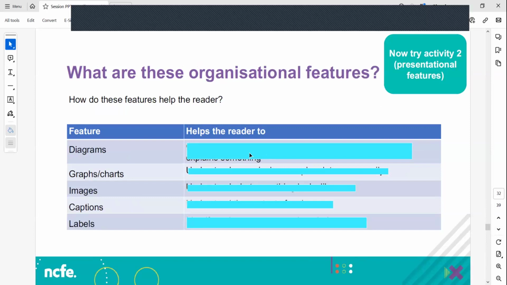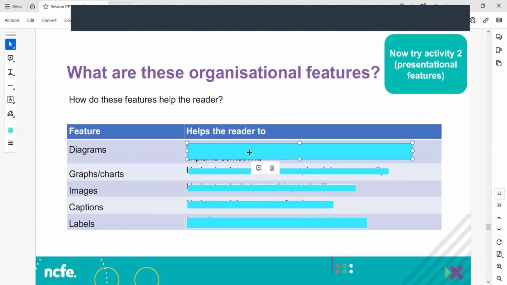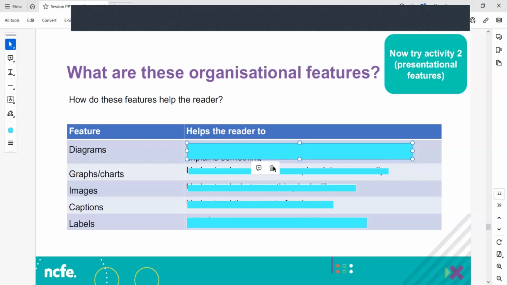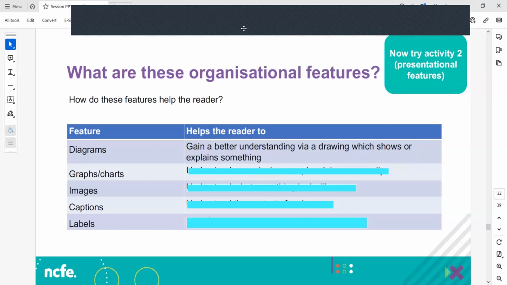Okay, so how does a diagram help the reader? Why would a writer put a diagram in their text? It would help the reader to gain a better understanding by the drawing or illustration that shows or explains something.